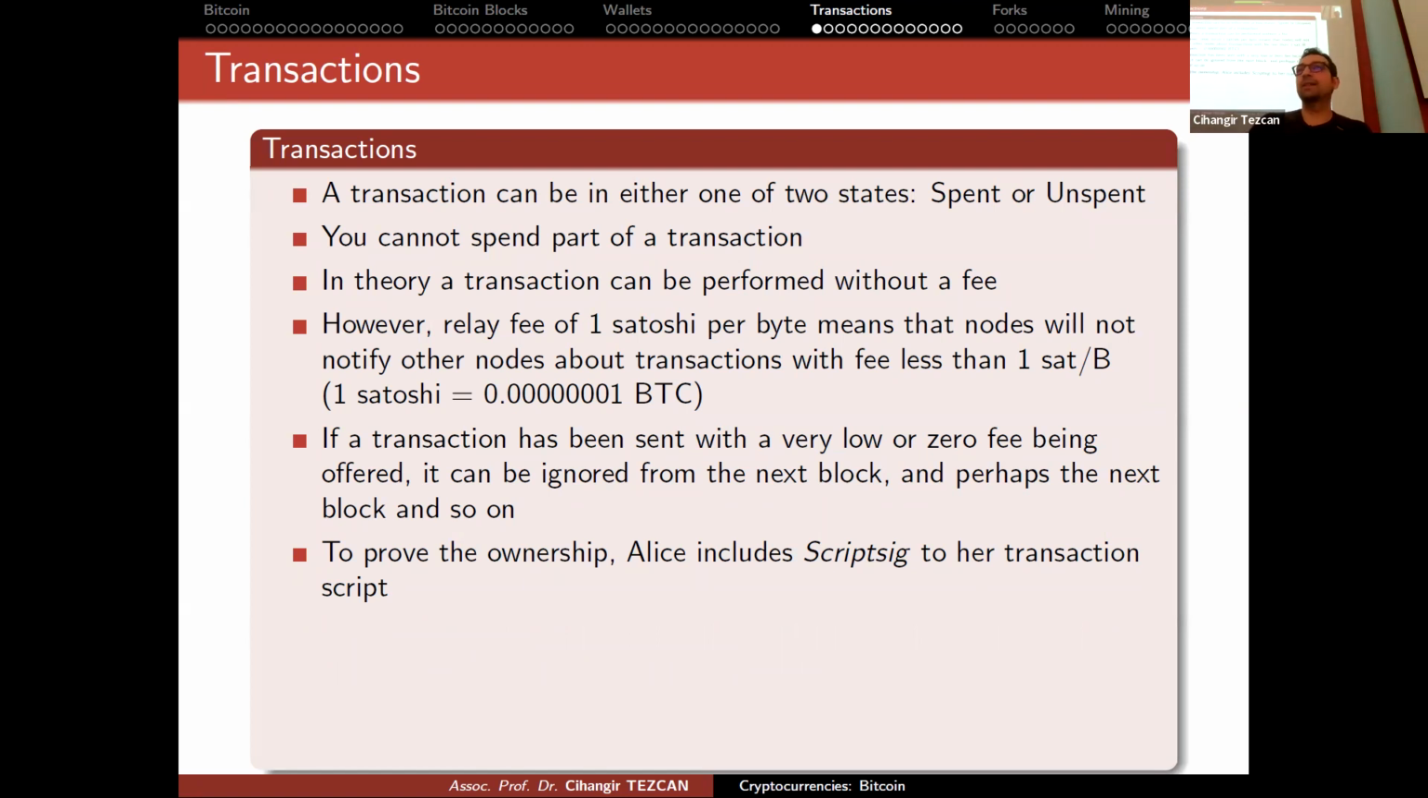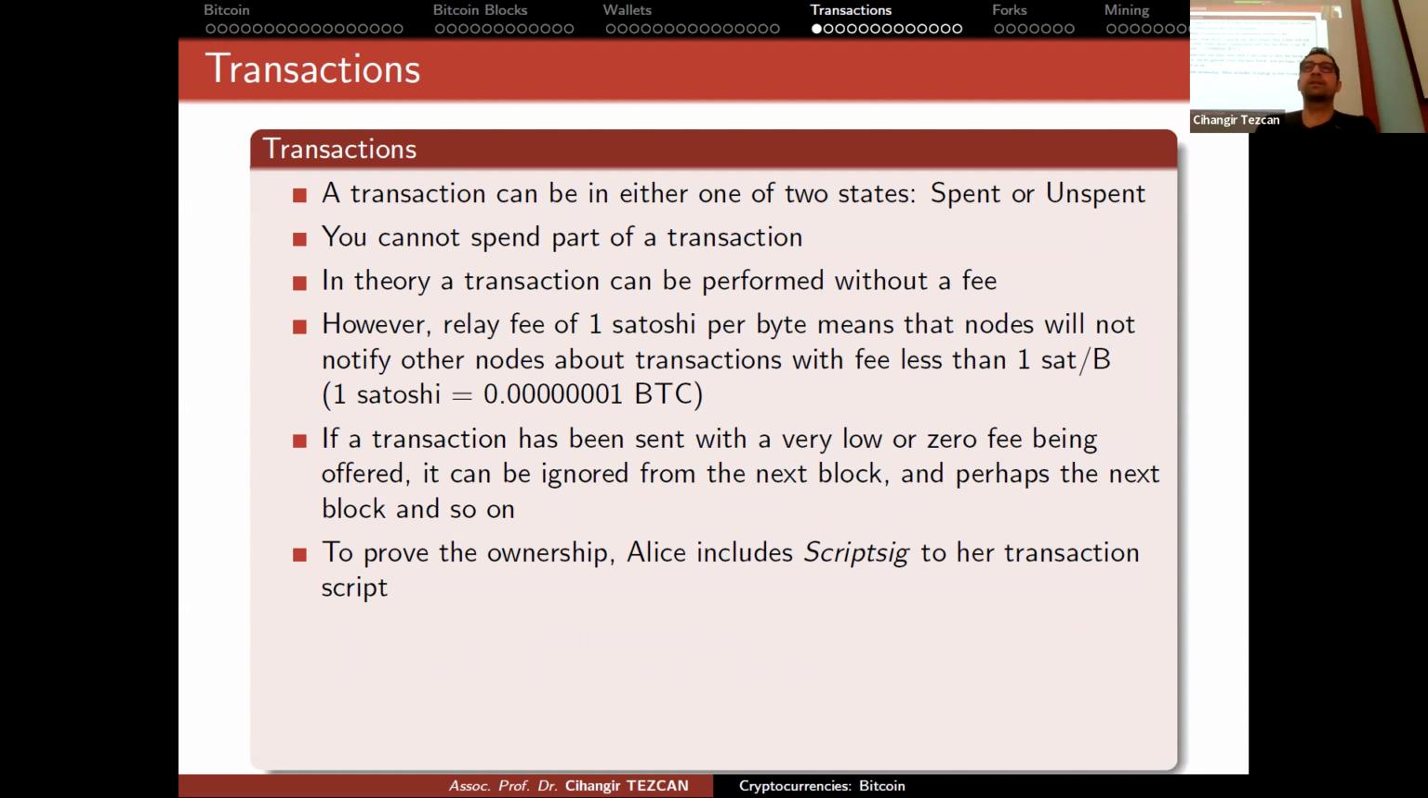Actually, she doesn't tell the name Bob, but only gives the wallet address. So making a transaction means that I own this many Bitcoins and I transfer the ownership of them to somebody who has the private key to this wallet address, and that's it.